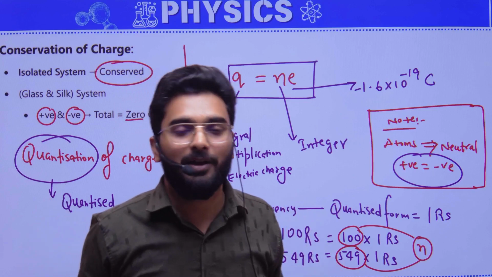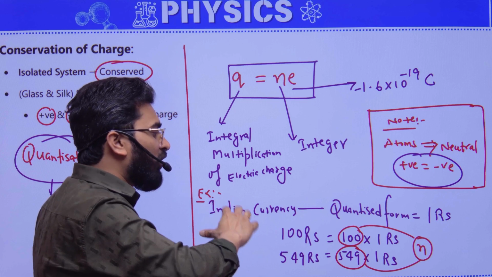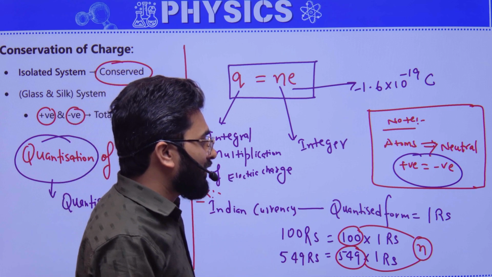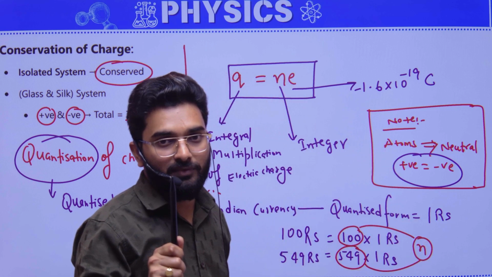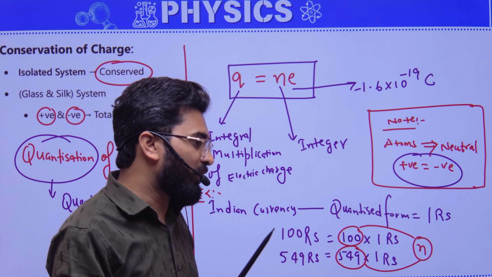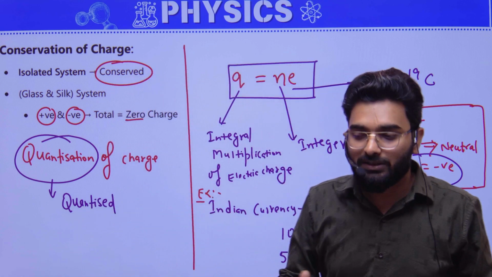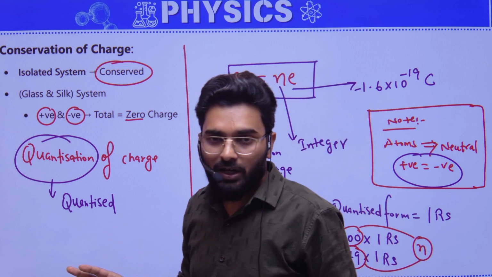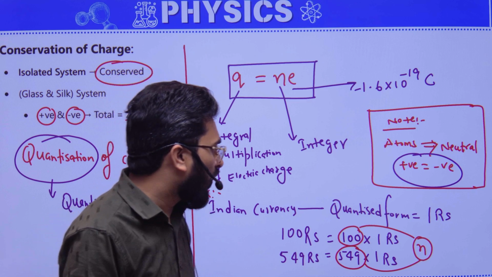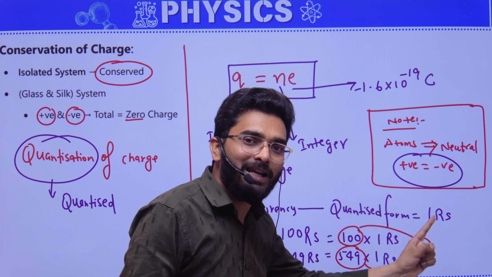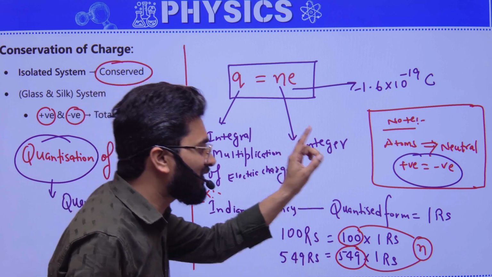For example, to understand properly, we take Indian currency. When we quantize the Indian currency, then the smallest unit that individually exists is 1 rupee. We can also say 80 paise, 20 paise, 50 paise, but currently below 1 rupee it's not running in the market. It's only the single rupee that individually exists.